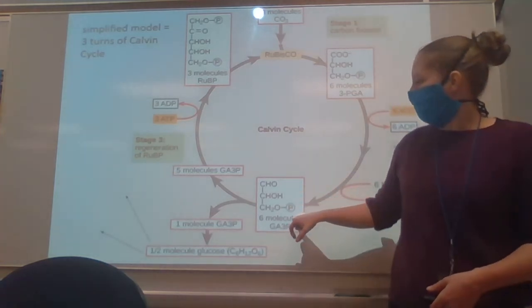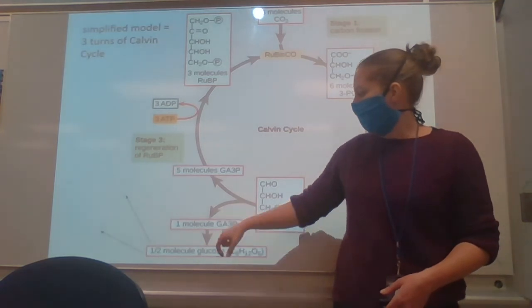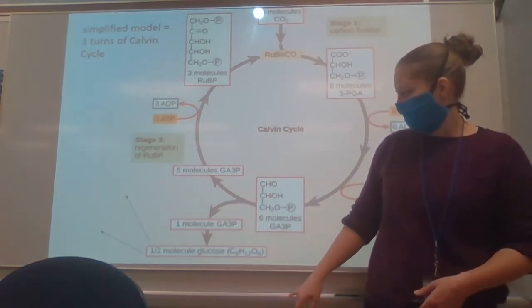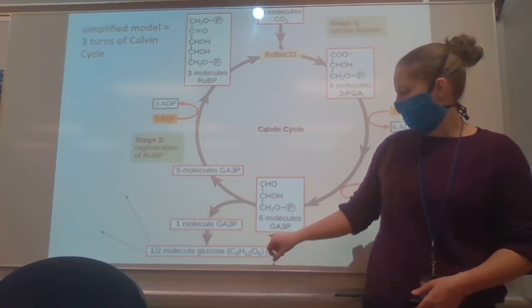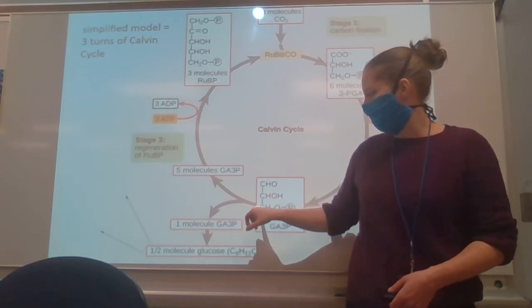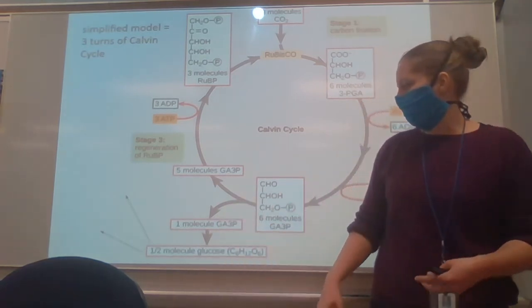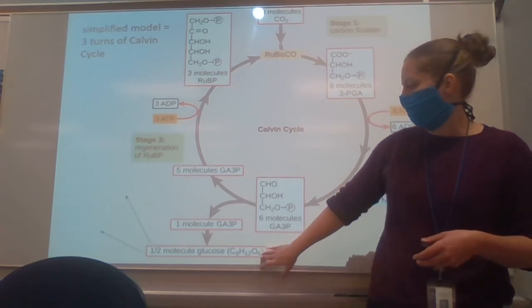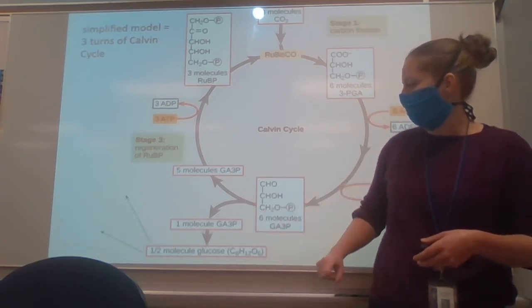At this point, we have our product that leaves the cycle. And the product that leaves the cycle actually only has 3 carbons in it. And later, 2 of those 3-carbon molecules can get put together to make glucose. Sorry, I know this is getting really low on the screen.